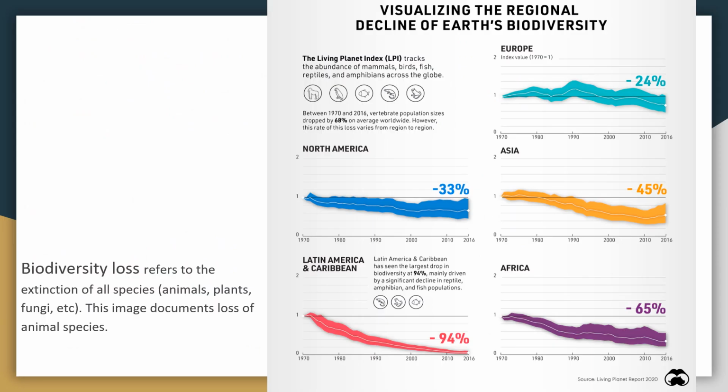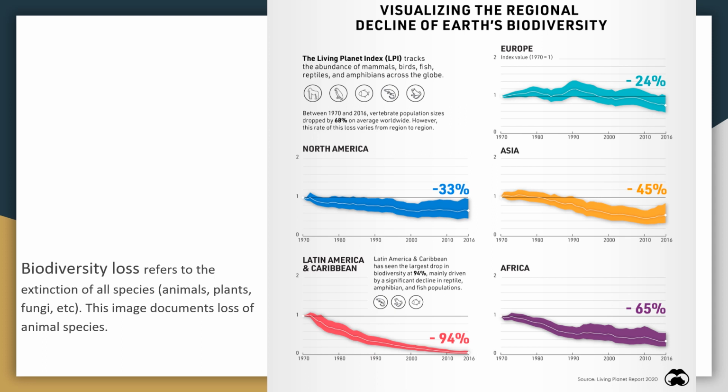Next, let's consider biodiversity loss, which refers to the extinction of species. It could be animals, plants, fungi, whatever the ecologist chooses to track. This particular image documents loss of vertebrate animal species, and notice that it's split into different regions of the world.